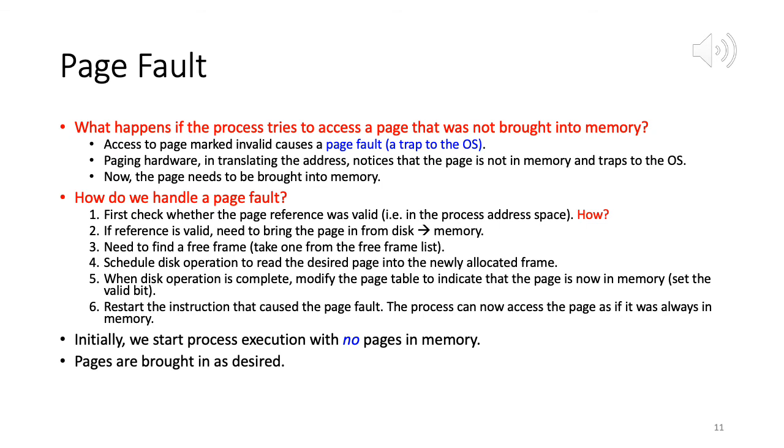The process can now access the page as if it was always in memory. Okay. So initially we start the process with no pages in memory, and then as we keep accessing a page, we bring it into memory. So this is how we handle a page fault.